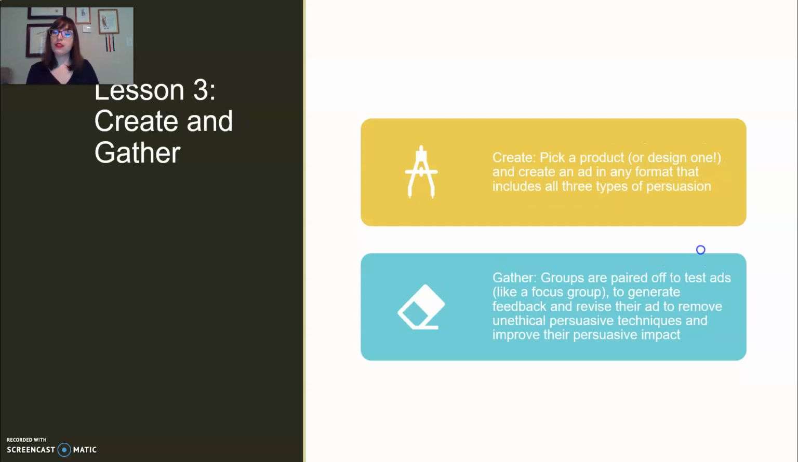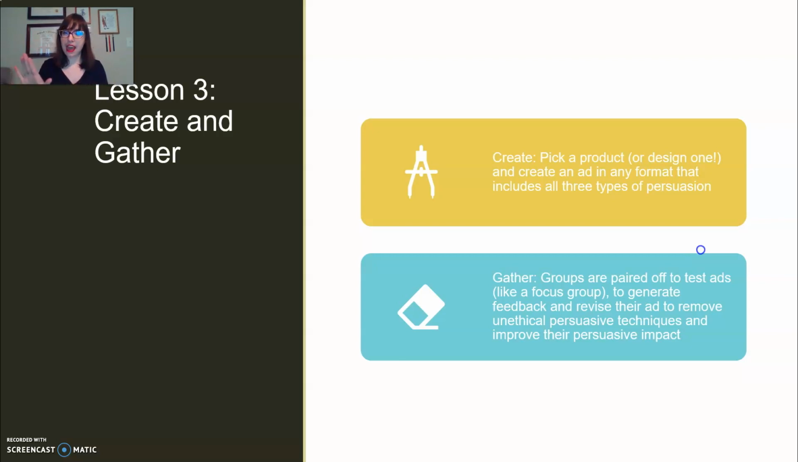Lesson 3 would be the creation and gathering stage. So this might occur over a couple days, but groups would pick a product or design their own and create an ad that includes all 3 types of persuasion and adheres to ethical persuasion guidelines that we define. And then you'd have groups pairing off to test their ads with each other, kind of using each other as focus groups.